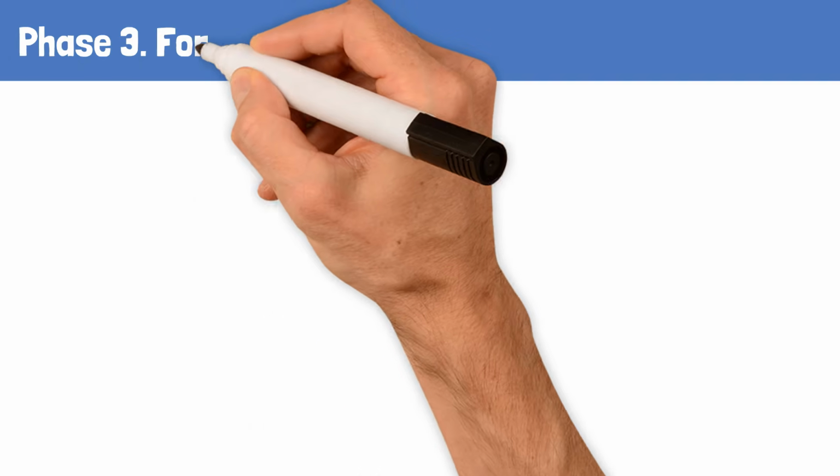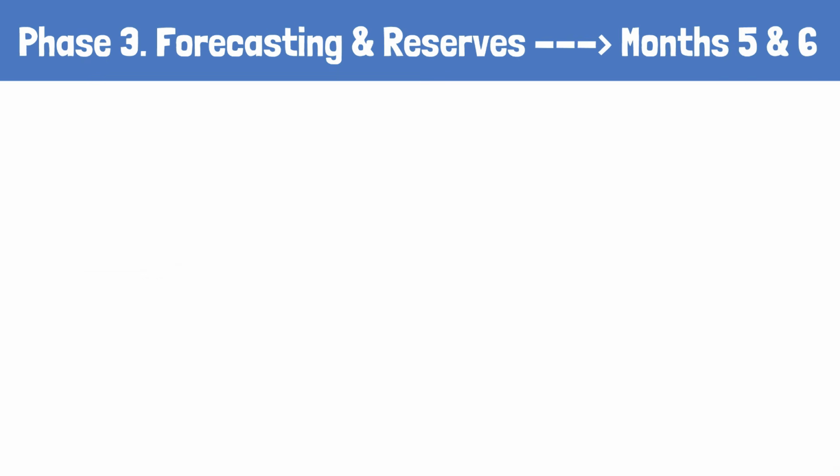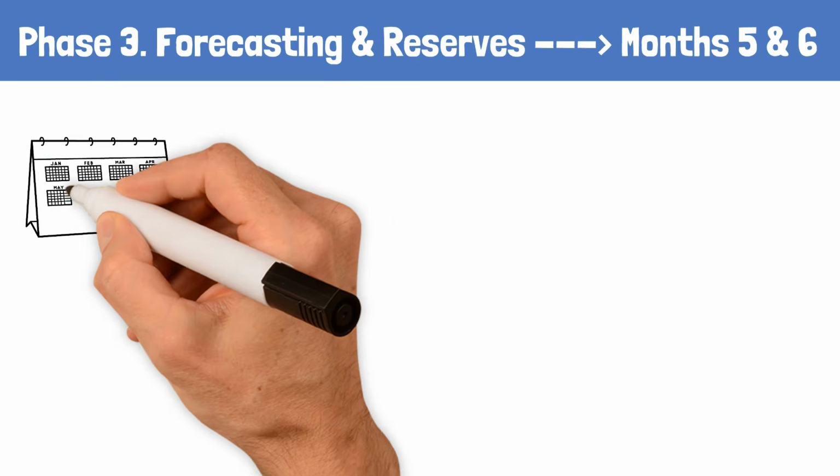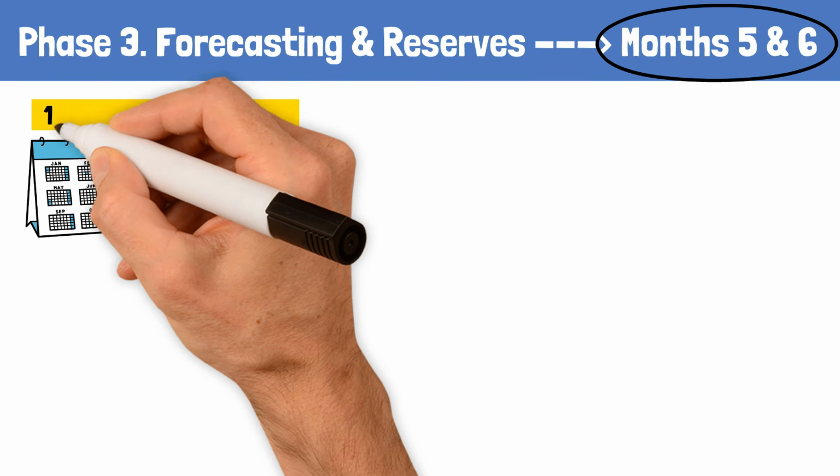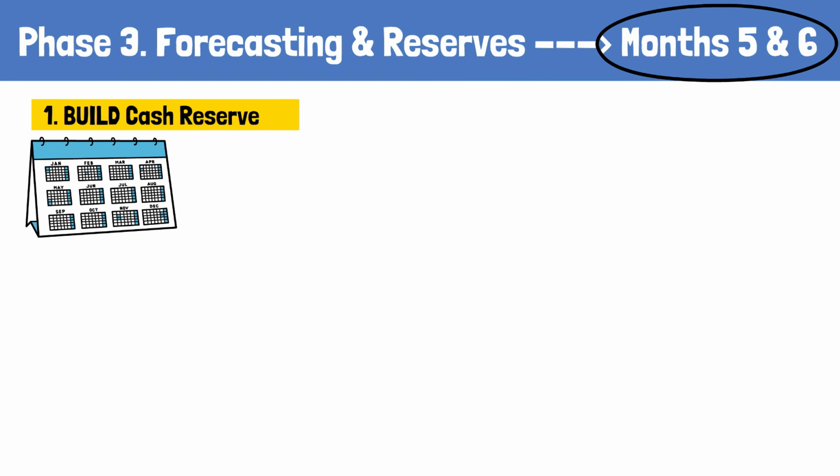Phase 3: Forecasting and Reserves, months 5 and 6. The final phase focuses on creating long-term financial resilience. Instead of reacting to cash shortages after they occur, you will begin planning ahead. One of the most important goals during months 5 and 6 is building a cash reserve.